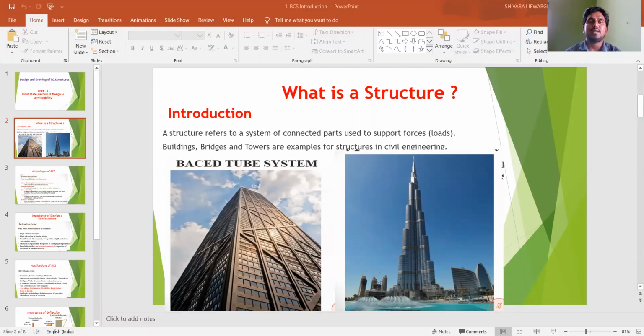Again, a structure can be broadly classified as substructure and superstructure. The portion of a structure which is below the ground level is called the substructure, and the portion of the structure which is above the ground level is called the superstructure. Examples of the substructure are foundation and plinth. Walls, columns, floor slabs, and beams are examples of structural elements above the ground level, that is, the superstructure. So now, as you are seeing, these are typical examples of structures made with RC material.